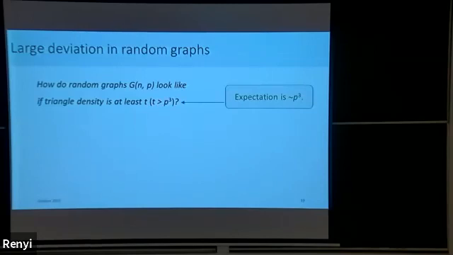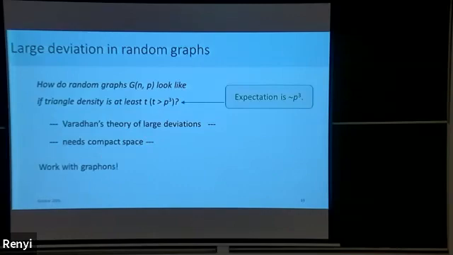So this means that you go above the expectation by a constant. This is called large deviation theory in probability theory, and Varadhan is the famous probabilist who worked out the theory of these large deviations. However, the trouble was for a while that his theory doesn't apply here, because it's on a continuous space, with continuous valued random variables, and so he needs a compact space to work in. But of course, if you extend the problem to graphons, then you will have a compact space.